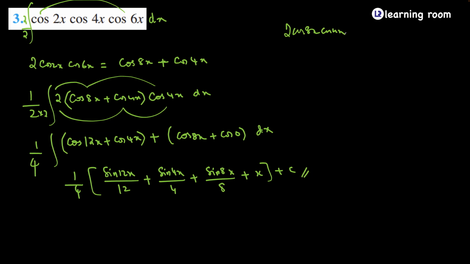Similarly, 2 cos 4x into cos 4x. Here there is nothing like bigger angle and smaller angle. It's the same thing. Cos into cos means cos of a plus b plus cos of a minus b. That's it.